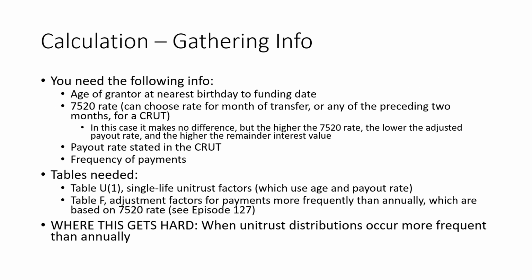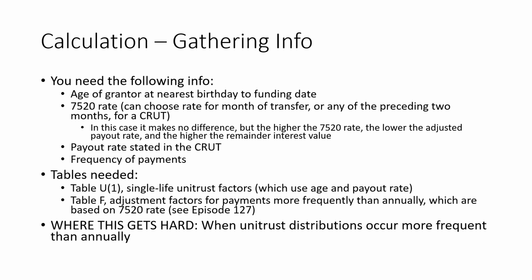Now, beyond that, you need the age of the grantor at the grantor's nearest birthday. You need the payout rate that's stated in the CRUT. And then finally, you have to determine the frequency of payments. We're going to start off assuming annual payments, but that's rarely the case. If you have a more frequent payment, as we talked about in episode 127, there's adjustment factors that come into play.